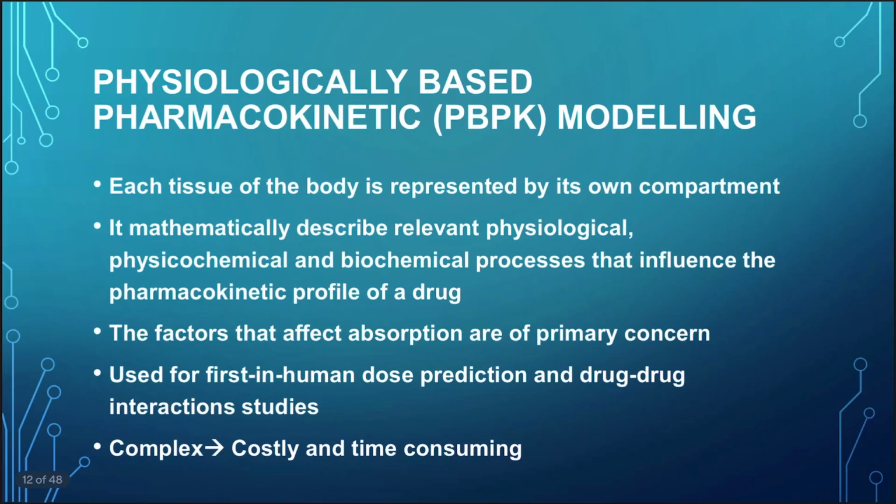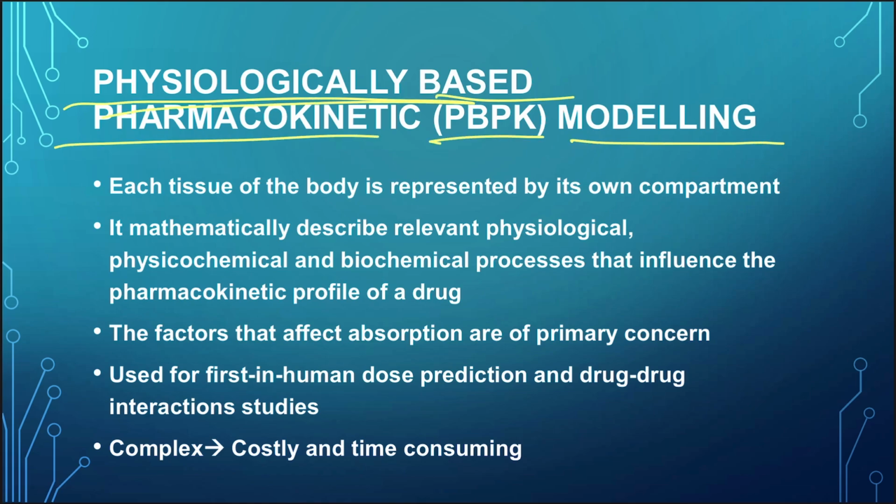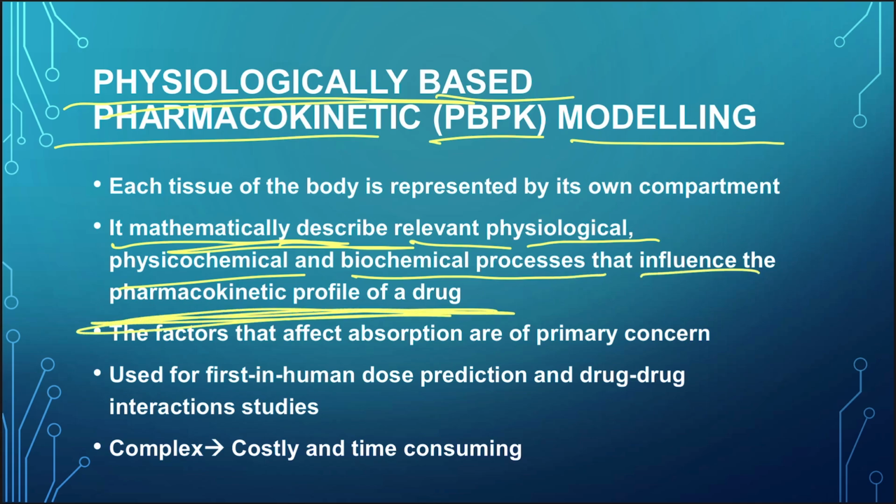Now coming to the next pharmacokinetic model, that is physiologically based pharmacokinetic modeling. It is basically an extension of the compartmental model. Here we consider each and every organ and tissue of the body as a single compartment. So we have several compartments, and we find out the pharmacokinetic parameters for each compartment. Mathematically, it describes relevant physiological, physicochemical and biochemical processes that influence the pharmacokinetic profile of a drug. And here the factors that mainly affect absorption are of primary concern.